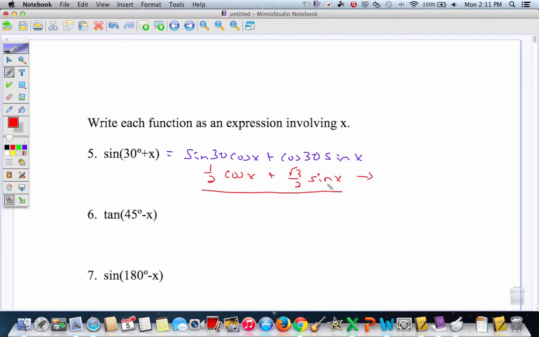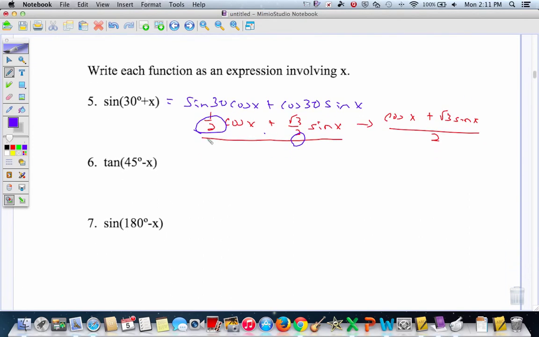Honestly, this can be one of our answers right here, but you might see this written as the cosine of x plus the square root of 3 times the sine of x all over 2, since back here they both had a denominator of 2. So either one of those is fine. Probably leave it in this form, but you might see it written in this form as well. Let's move on to our tangent.